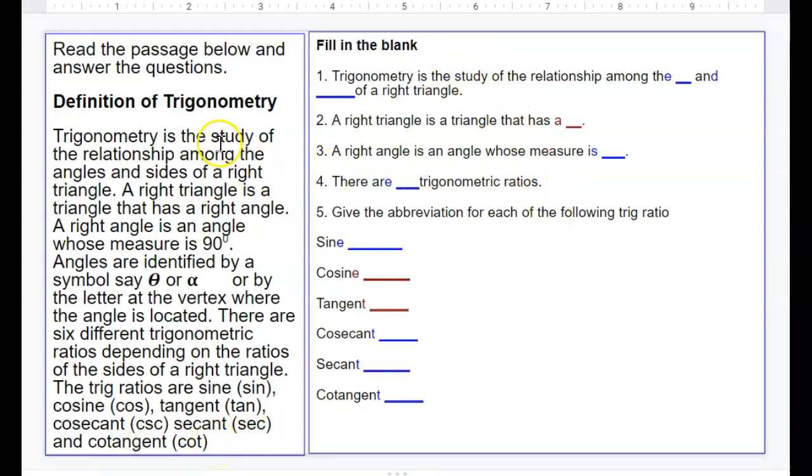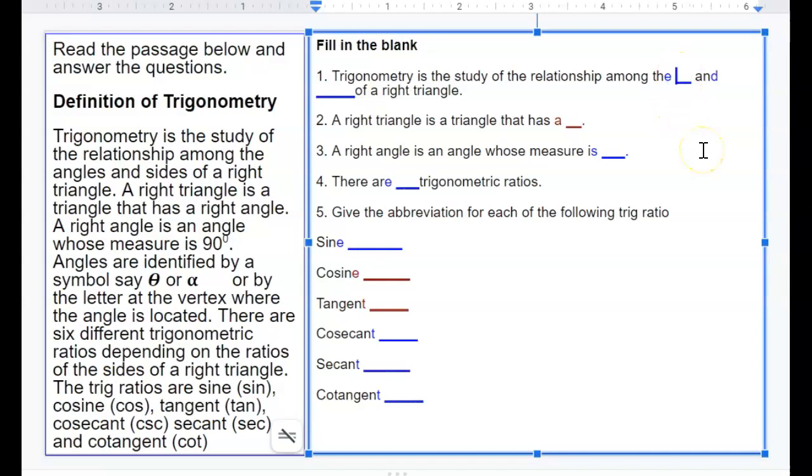So let's go ahead now and use this information here and fill in the blank. It says trigonometry is the study of the relationship among the blank and blank of right triangles. So if you see there, that was amongst what? The angles and sides, right? So we have angles and sides. Trigonometry is the study of the relationship among the angles and sides of a right triangle. Next, a right triangle is a triangle that has a right angle, of course.